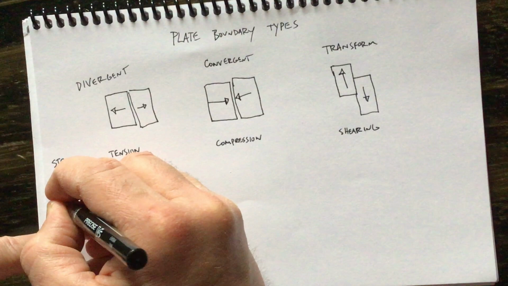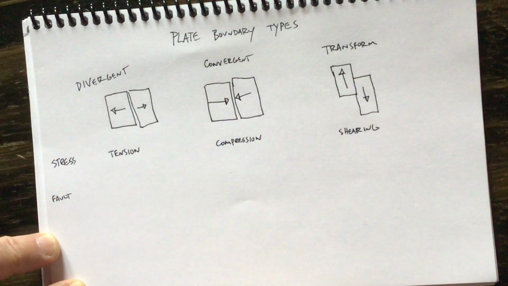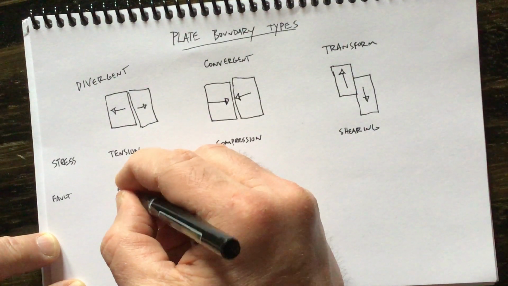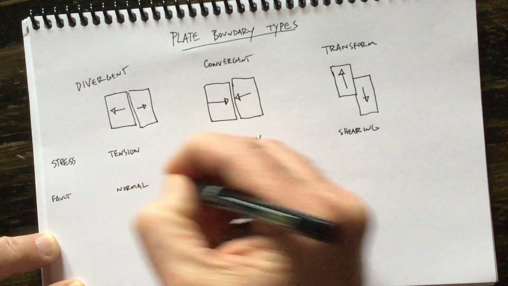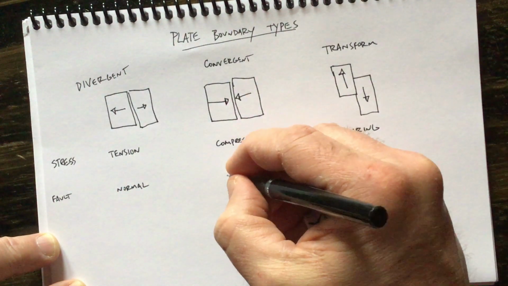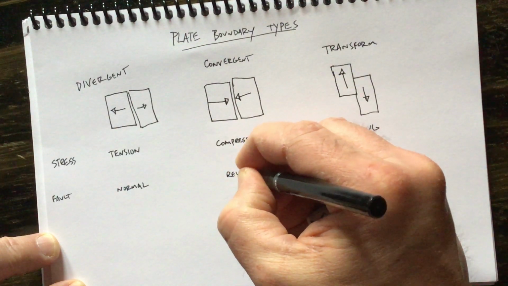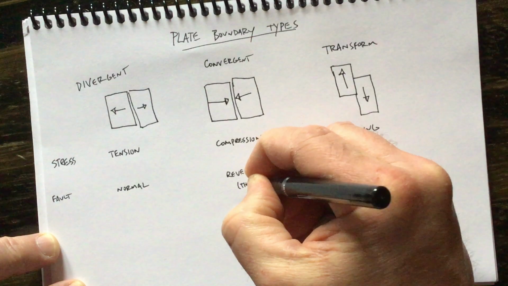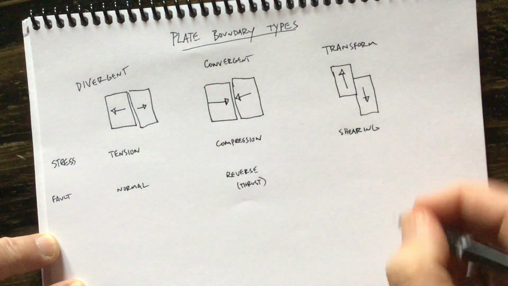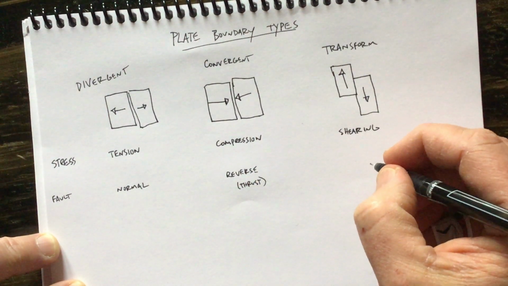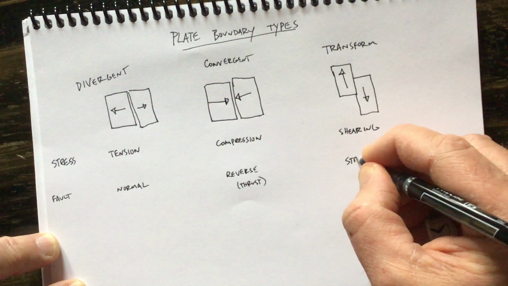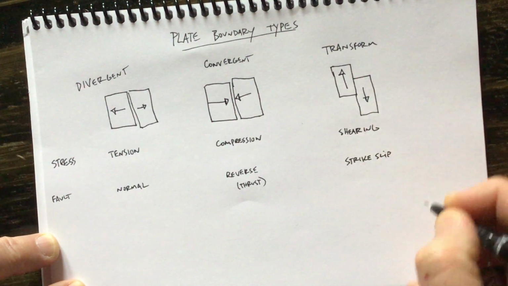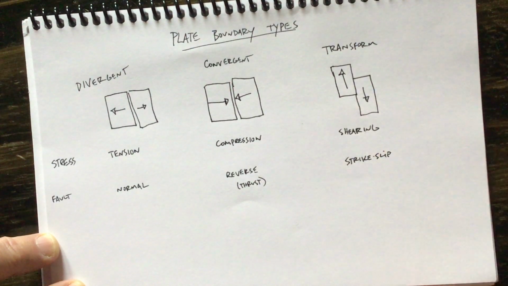Each one of these plate boundary types has a fault type that's also associated with it. At a divergent boundary, you get a normal fault, that's a break in the rock. At a convergent boundary, you get a reverse fault. Sometimes that's called a thrust fault. And then at a transform plate boundary, you get what's called a strike slip fault.